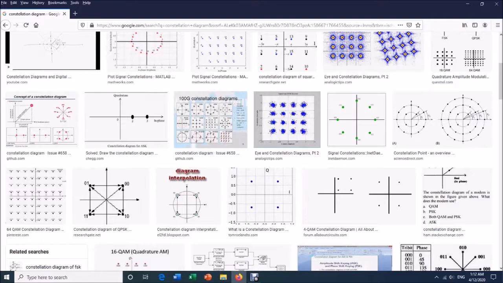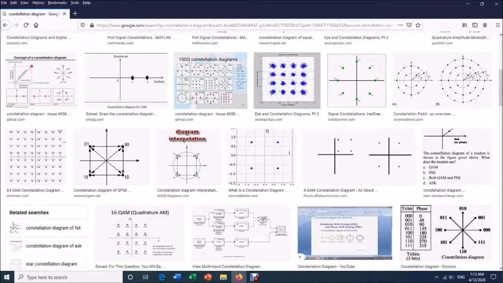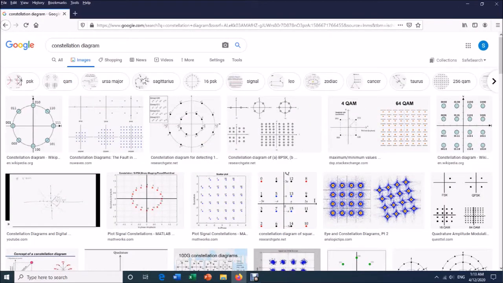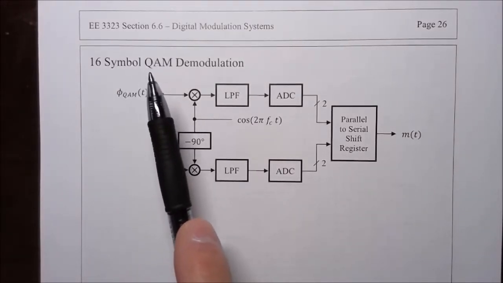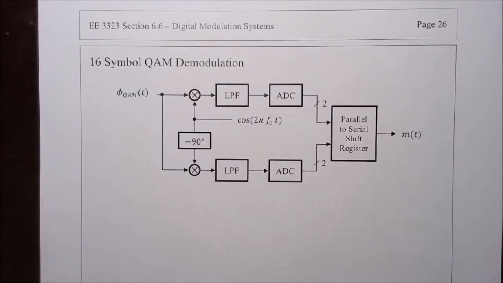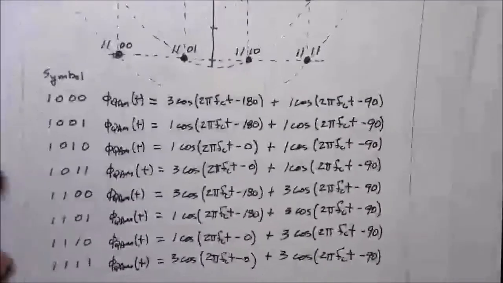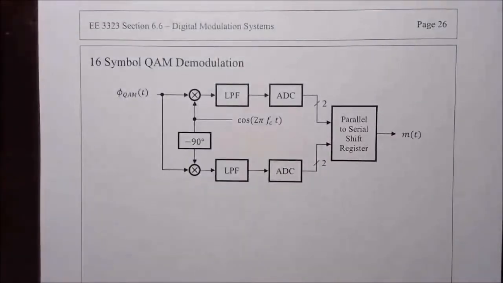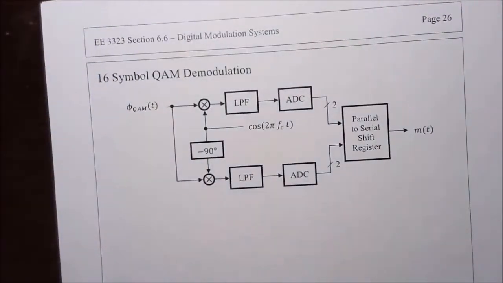So feel free to look around and see the various possibilities with constellation diagrams. I want to go through demodulation of the 16 symbol QAM, quadrature amplitude modulation digital signal, but I'm certainly not going to do all 16. So I'm going to pick one, maybe representative, and go through that demodulation.